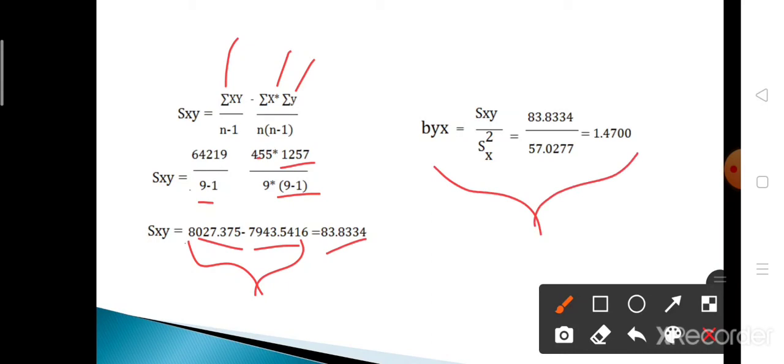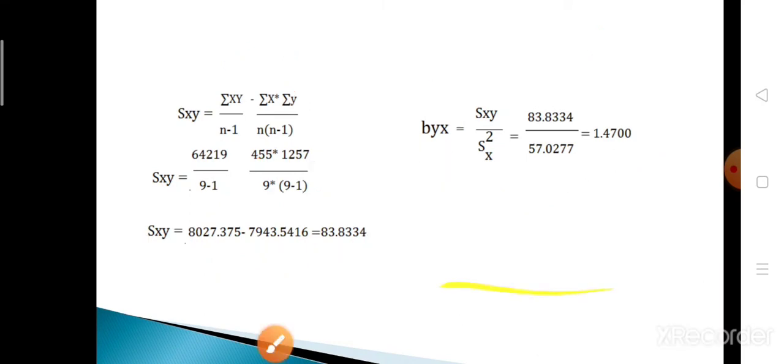What is the formula for calculating byx? The formula is sxy divided by sx square. Just plug the values in the formula: 83.8334 divided by 57.0277, the value is 1.4700. So this is the value of byx.